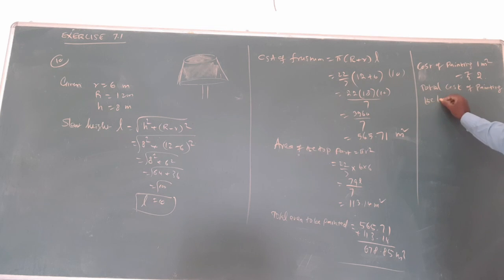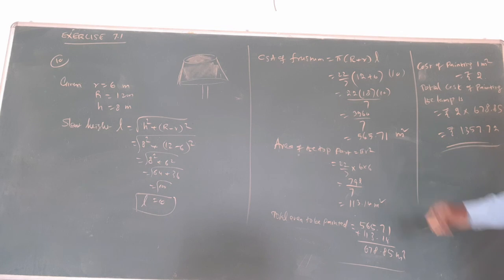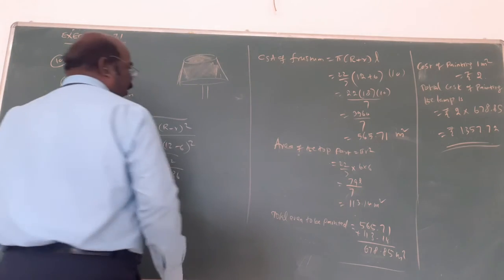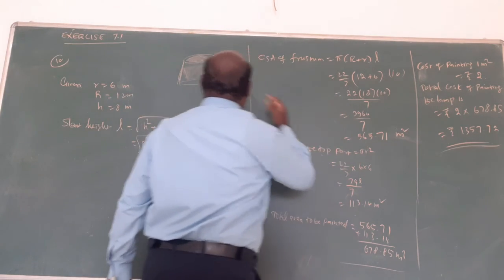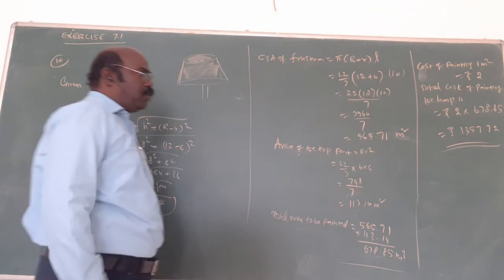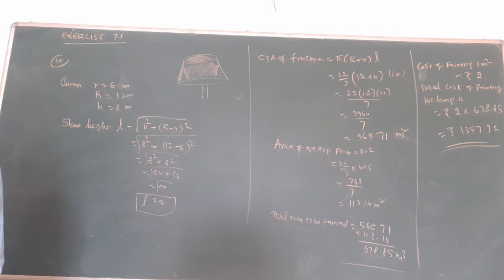Painting the lamp costs 2 rupees into 678.85. Now multiply. You get the answer, rupees 1357.70. Using this formula, find the curved surface area, add the top area, total them together, and multiply by 2 also. That is the answer.